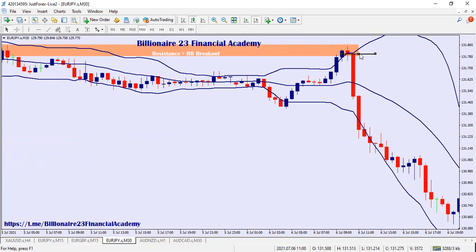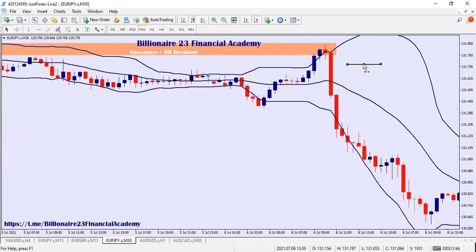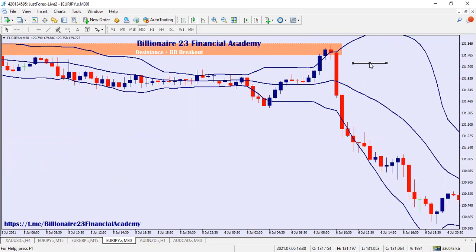So around there is where you would have entered your trade. Since price is now inside, it closed inside. Let me just show you. The candlestick closed inside. So you could have sold at this level because now you have two entry reasons. One, you have resistance. Two, you have Bollinger Band breakouts and price is now inside of the Bollinger Band.